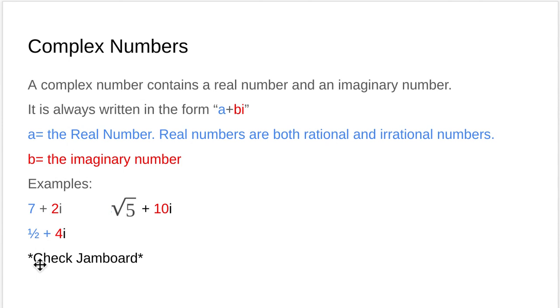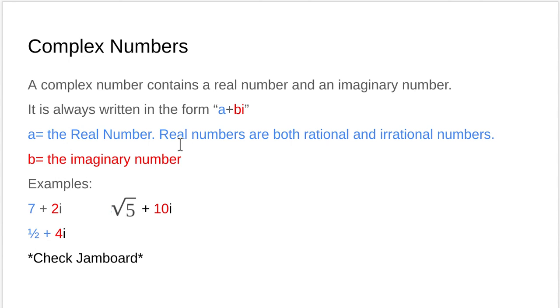Okay, so complex numbers. A complex number contains a real number and an imaginary number. It is always written in the form a plus bi. a is a real number, and real numbers are both rational and irrational numbers.